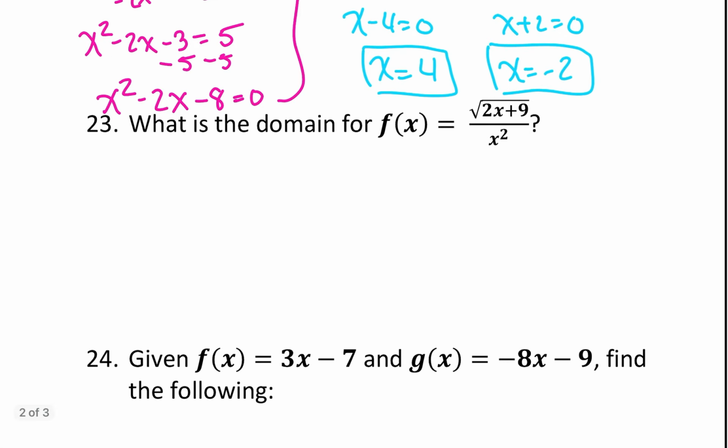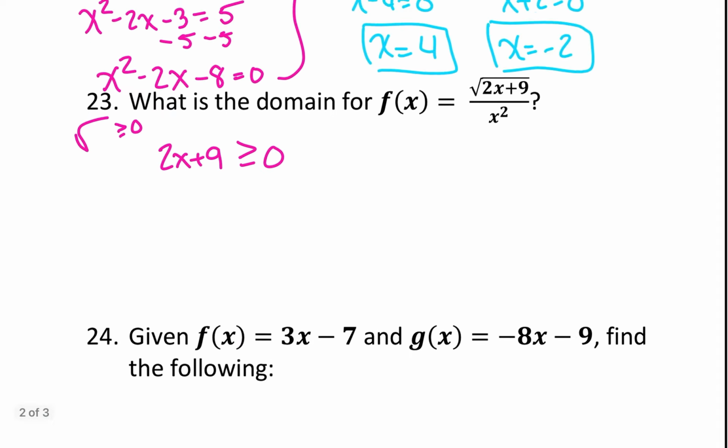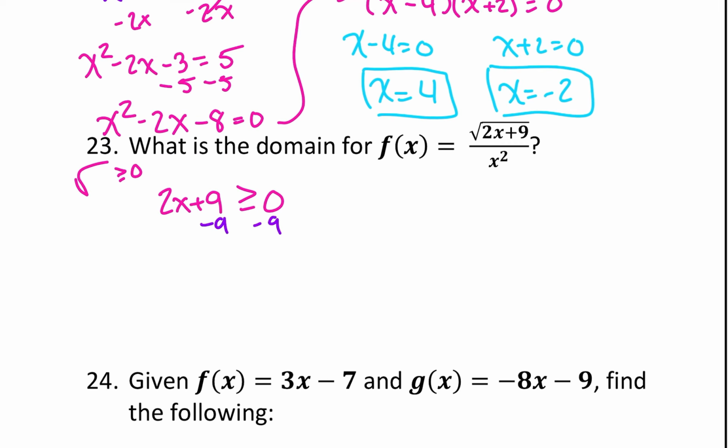In 23, it says, what is the domain of this function? They give us two pieces here to work with. And when they're asking us to find the domain, the first thing I identify here is square roots. Square roots, we know that we can take whatever's inside of them and make it greater than or equal to 0, and that represents the domain. So in this case, I've got 2x plus 9 is greater than or equal to 0, so it stays positive under the square root. So we'll subtract 9 from both sides. 2x is greater than or equal to negative 9, and divide by 2. X is greater than or equal to negative 9 halves.